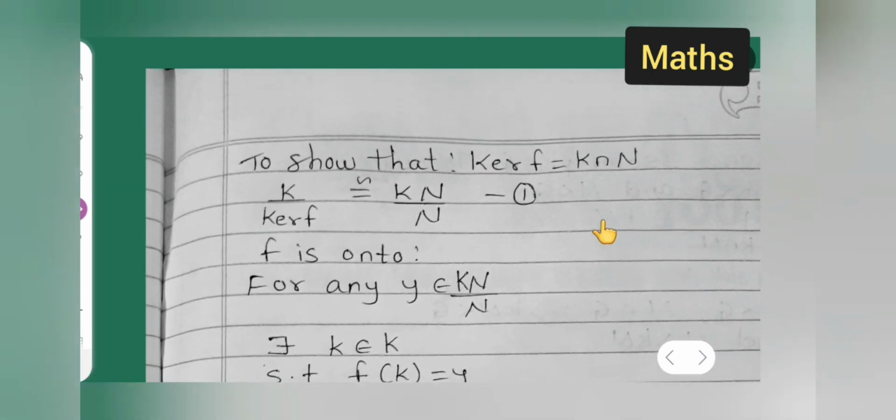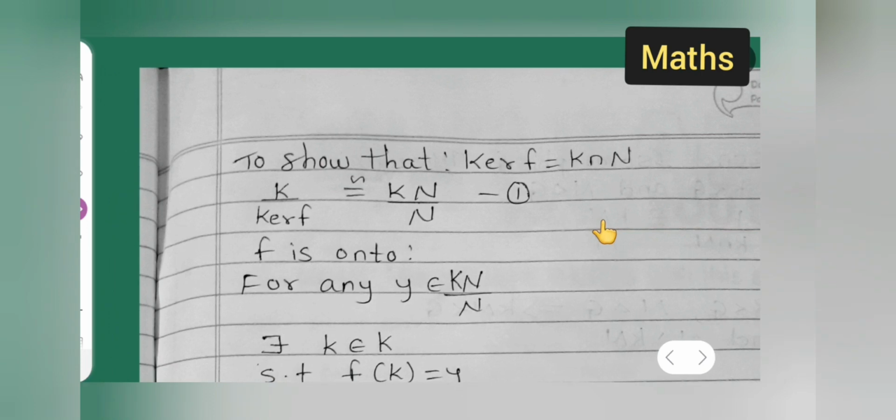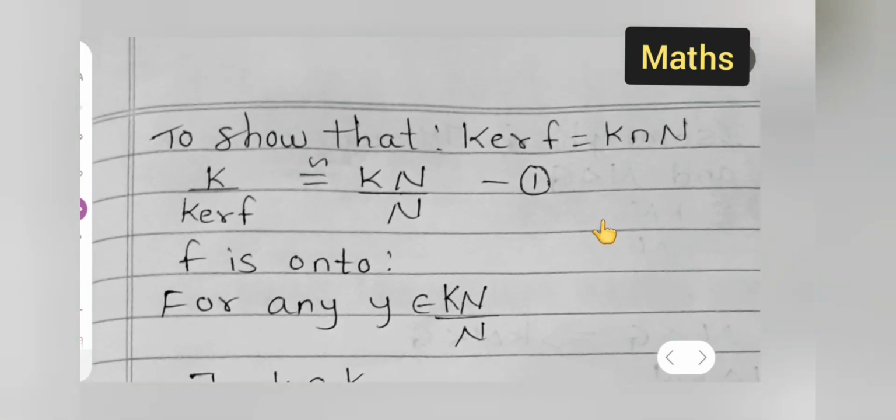Now we need to show that kernel of f is equal to K intersection N. Because we got this part, the statement of the proof you all can see, we need only this kernel of f to be K intersection N. Now we need to prove that. K upon kernel of f is isomorphic to KN upon N.